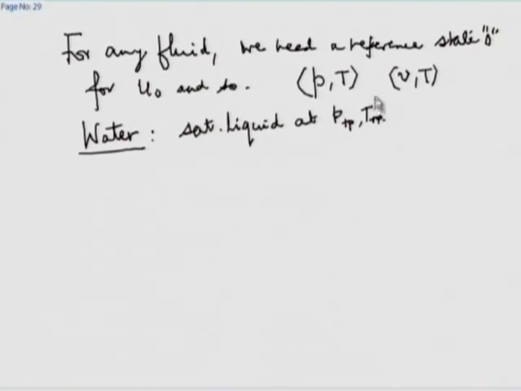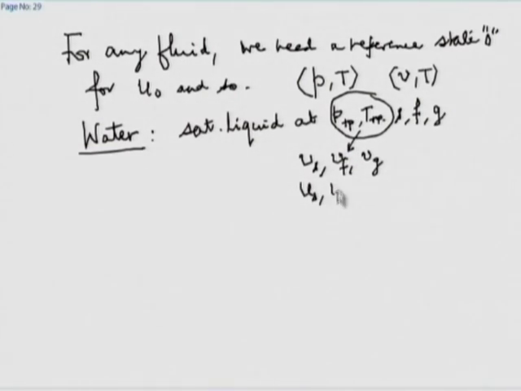Saturated liquid is needed because at the triple point you will have three phases together: F liquid, G vapor, and before that S solid. So, at the triple point the three phases will have three specific volumes, three energies, everything will be three: Vs, Vf, Vg, and these are three states in equilibrium with each other. All three states have the same pressure and temperature. So, there will be Us, Uf, Ug, and similarly there will be an S, Sf, Sg.